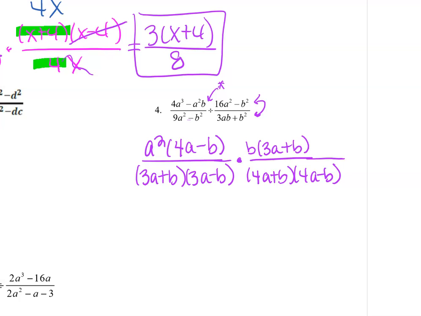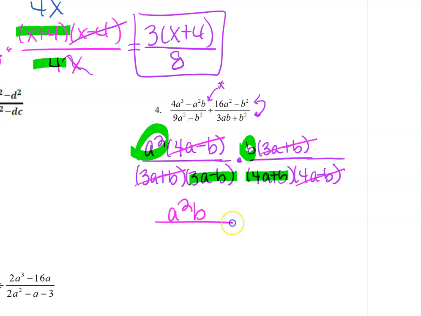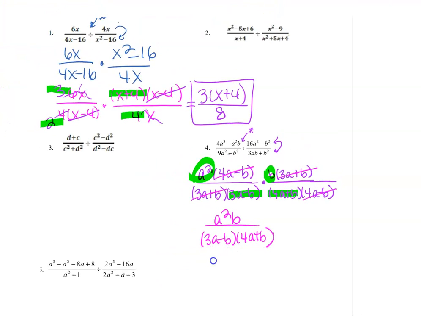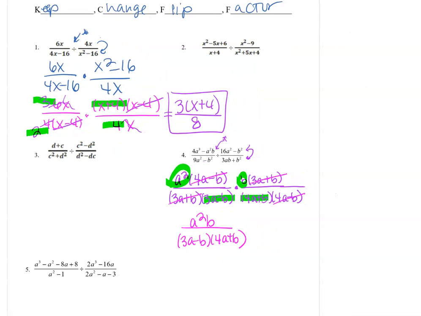So now I go through and look for things to cancel that are the same. And that looks like it. So here's what I have left over. And that's division. So really division is just multiplication. You just have to rewrite the problem.